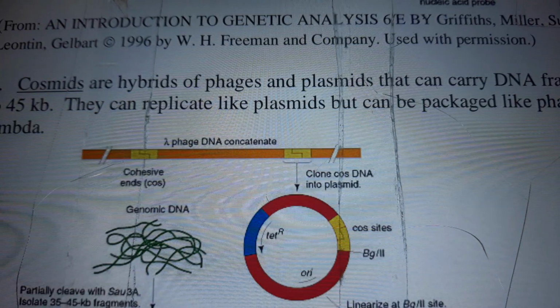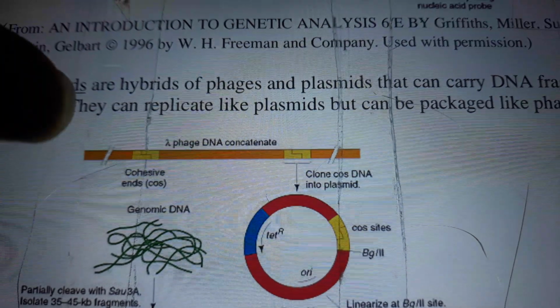4. Cosmids are hybrids of phages and plasmids that carry DNA fragments up to 45 kb. They can replicate like plasmids but can be packaged like phage lambda.